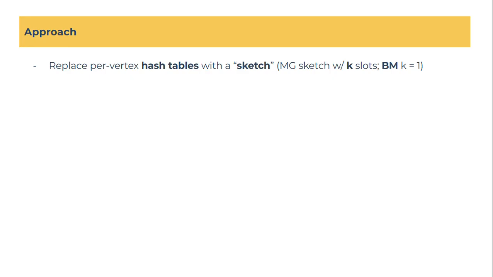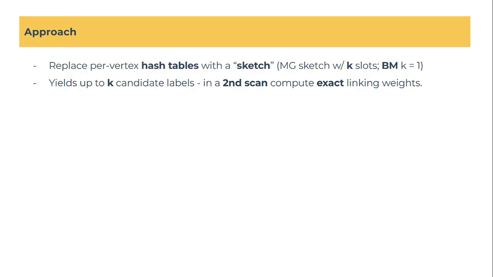The Misra-Gries algorithm essentially identifies k majority labels among the neighbors, if there are majority labels. Here, the definition of majority is that the total weight of a majority label should be greater than the total weight of all labels divided by k plus 1. In the end, after scanning all the neighbors, we get k candidate labels with associated sketch values. We can then do a second scan to compute the exact linking weights.